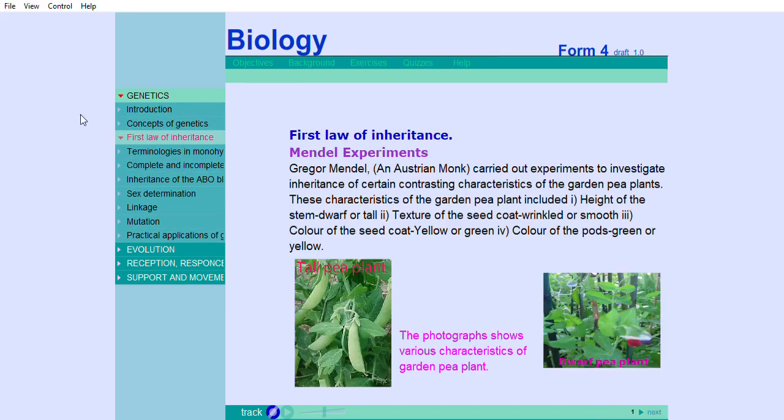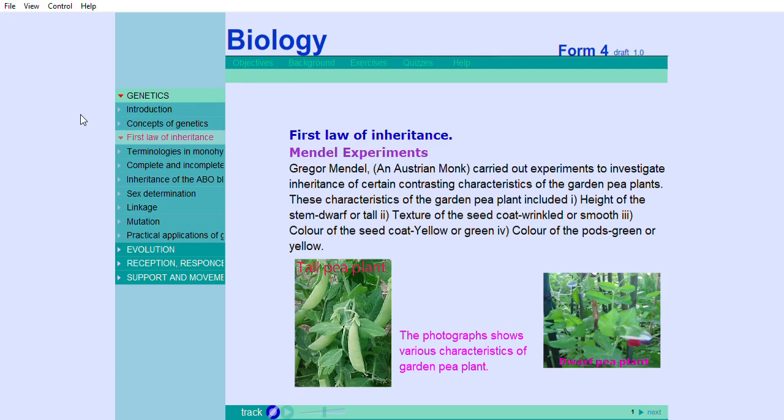First law of inheritance. Mendel's experiments. Gregor Mendel, an Austrian monk, carried out experiments to investigate inheritance of certain contrasting characteristics of the garden pea plants. These characteristics of the garden pea plant included height of the stem, dwarf or tall, texture of the seed coat, wrinkled or smooth, color of the seed coat, yellow or green, and color of the pods, green or yellow.